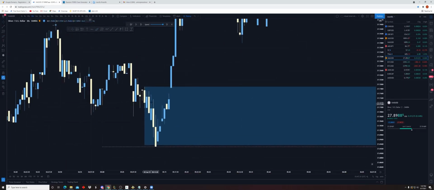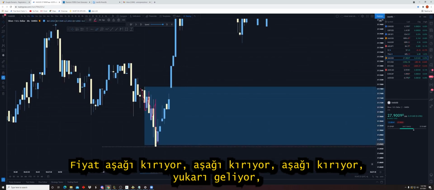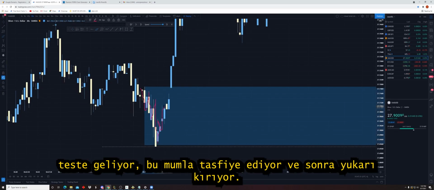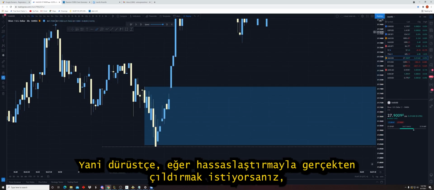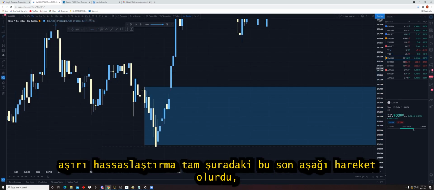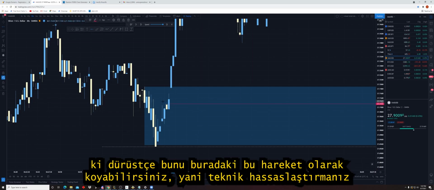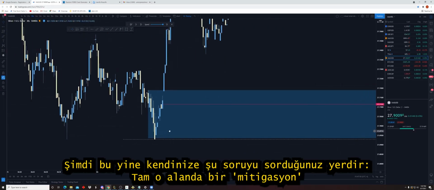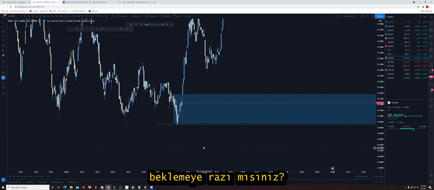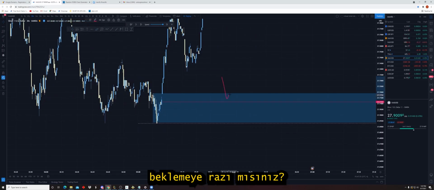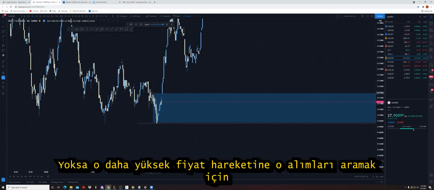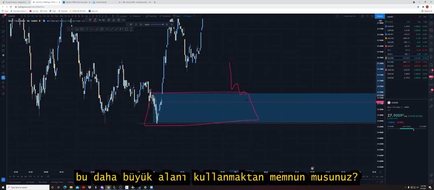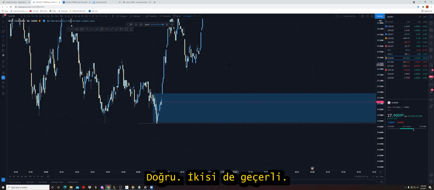How so? Price breaks down, breaks down, breaks down, comes up, comes a test, liquidates with this candle, and then breaks higher. So honestly, if you really wanted to go crazy with refinement, the over-refinement would be to this last down move right here, which you could honestly put as this move here. So your technical refinement could be here. Now this is again where you ask yourself the question, are you okay with waiting for a mitigation at that exact area? Or are you happy with using this larger area to look for those buys into that higher price action, right? Both are valid.